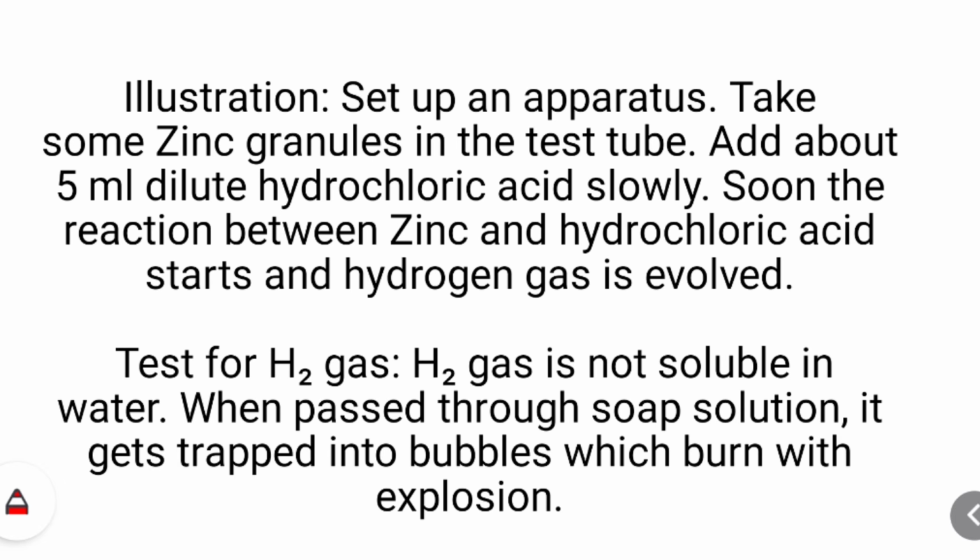Illustration: set up an apparatus. Take some zinc granules in the test tube. Add about 5 ml dilute hydrochloric acid slowly. Soon the reaction between zinc and hydrochloric acid starts and hydrogen gas is evolved. Test for hydrogen gas: H2 gas is not soluble in water. When passed through soap solution, it gets trapped in bubbles which burn with an explosion.